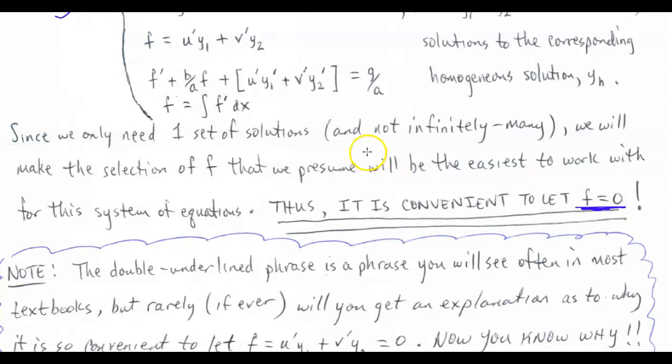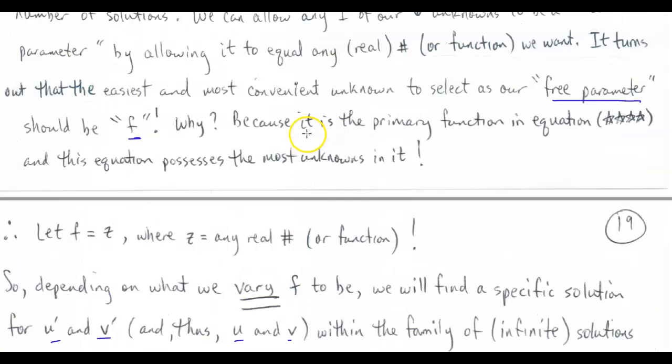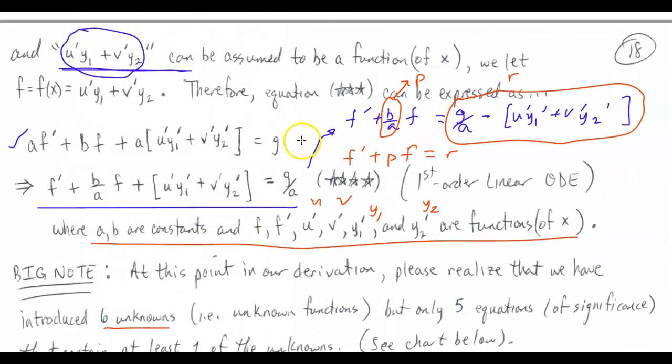Okay. And before I start reading down here, I'll just make my point by going back to the previous page. If I let F equal 0, then it means F prime is 0 as well. So all I have left is this equation here. Since I already know what y1 and y2 are, I also know what y1 prime and y2 prime are. I already know what G divided by A is. So the only thing that I don't know is what U prime and V prime are.